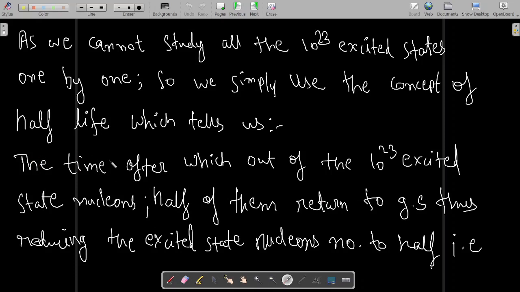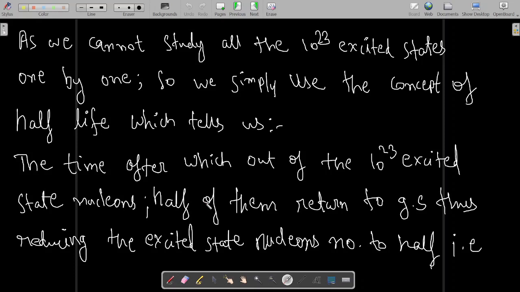So the time after which out of the 10 to the power 23 excited state nucleons, half of them return to ground state, thus reducing the excited state nucleons number to half, and the number of nucleons in ground state is increased by half. So initially, what will happen? Initially at time t equal to 0, all of the nucleons will be in excited state.